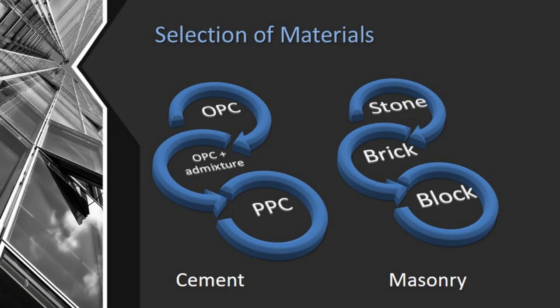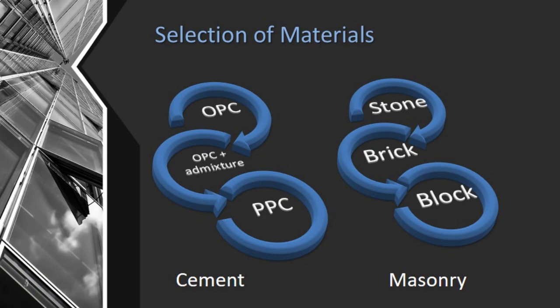Then in the last decade, we have used a variety of admixtures along with ordinary Portland cement. So that became OPC plus some sort of admixtures, to increase the performance of the cement. But now the most widely used cementing product is PPC, that is pozzolanic Portland cement. So what is PPC? It is ordinary Portland cement plus some pozzolans. Pozzolans could be fly ash or GGBS, the blast furnace slag. So slag and fly ash are used as additional material in the cement, which also increases the strength of the cement.